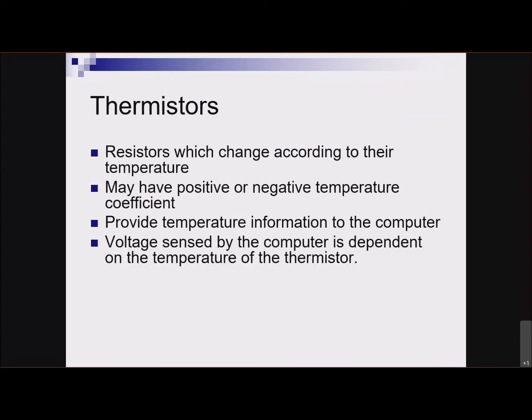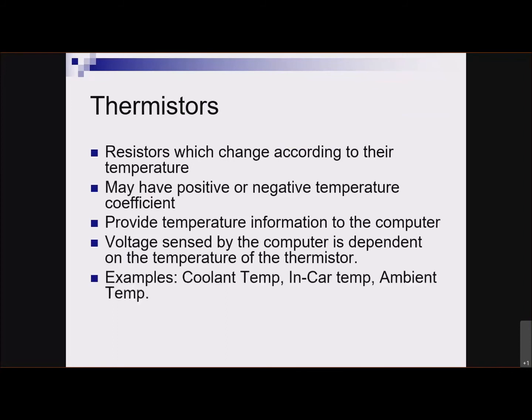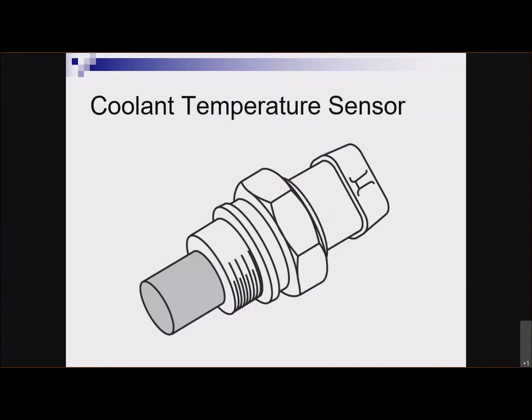The voltage sensed by the computer is dependent on the temperature of the thermistor, and they have two wires on them. Those two wires, as we talked about and you did in the temperature sensor worksheet, are the 5-volt reference, which is also the signal wire, and a ground. The ground typically runs directly back to the computer so that the measurement is more accurate.